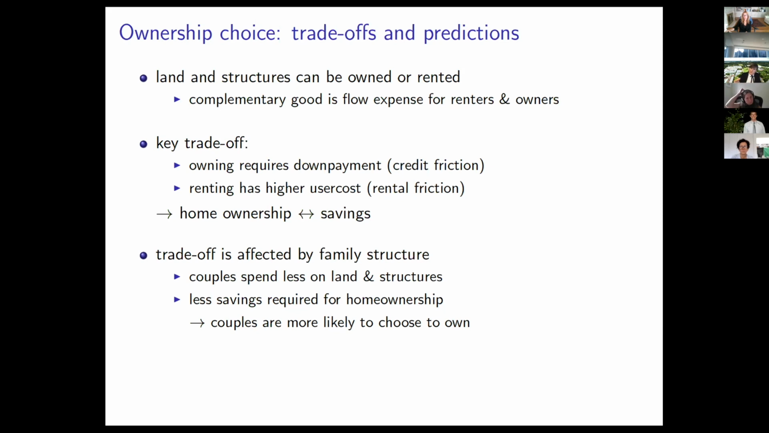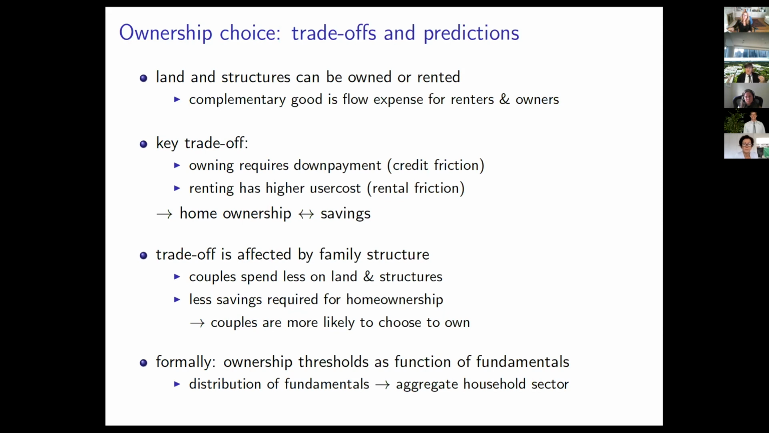Now, that specific trade-off between renting and owning is different for singles and for couples. And that's because couples can share land and structures, but not the full complementary good. So they're going to spend less on this durable asset, land and structures, than do singles. The per capita down payment requirement is therefore lower and less savings are required for home ownership. As a result, all else equal, couples are more likely to choose to own than singles.